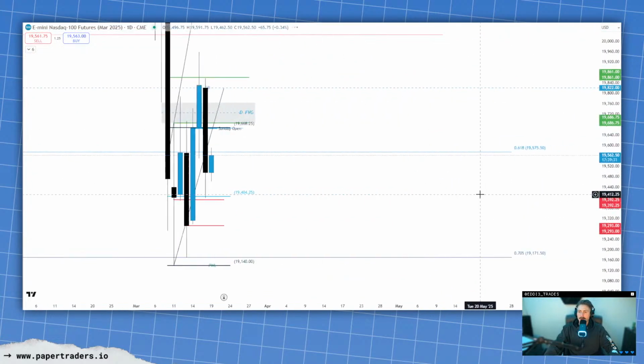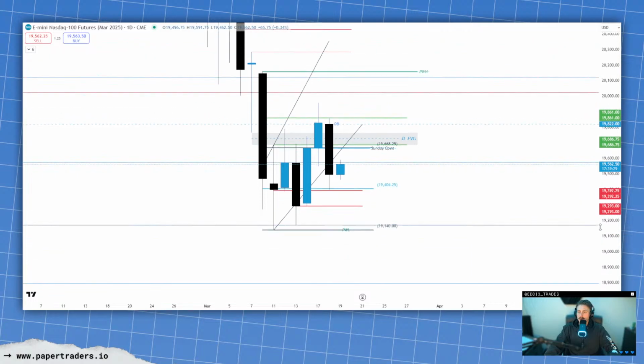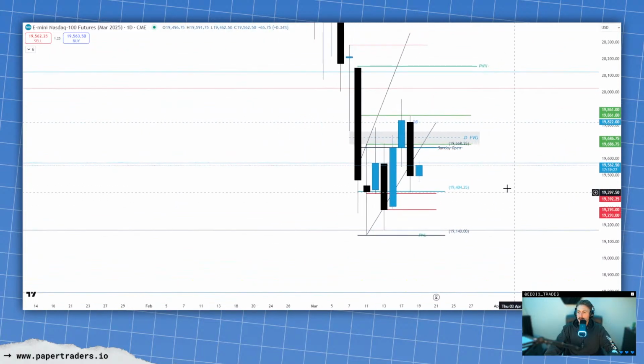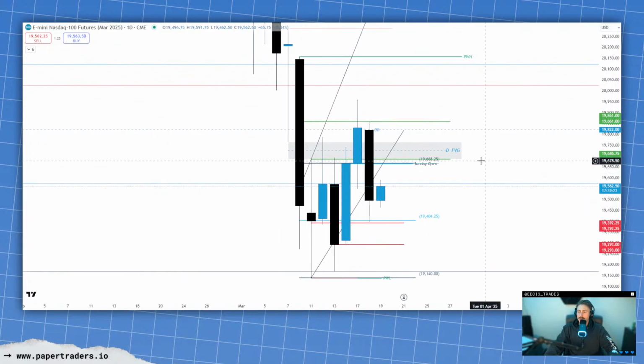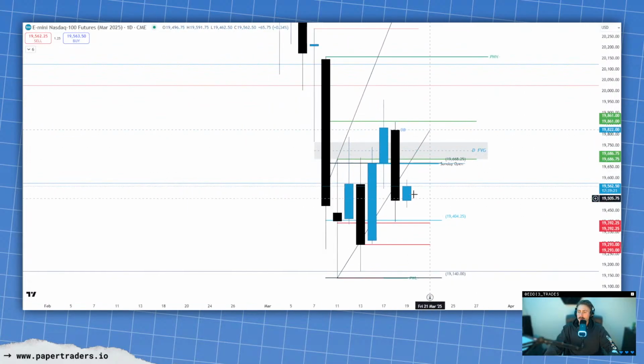But what we were saying, right? We have this daily fair value gap above. If we can get above that, then we can certainly come back, retest it, and continue higher. As you can see right now, price did not hold it, so we retrace through it. This green line, 19,686.75, is our level. We need above that if we want to continue higher, and below it if we're looking for lower.